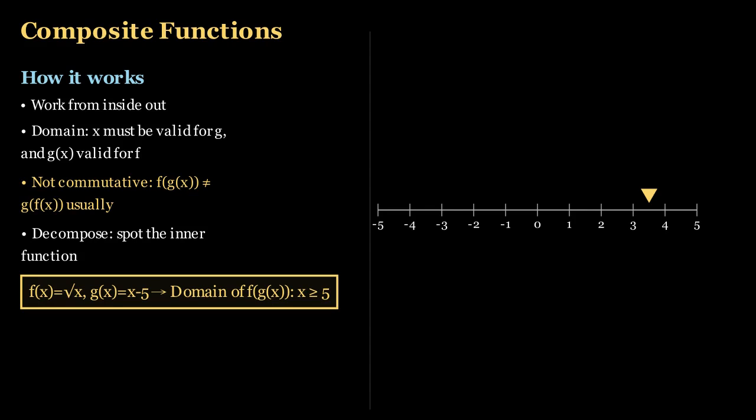Let's solve a concrete everyday problem. A store is having a sale, 20% off everything, but then you have to pay an 8% sales tax on the discounted price. You have $100. What do you actually pay? The discount is applied first, so that's our inner function. 20% off means you pay 80% of the original price. So g of x is 0.8x.